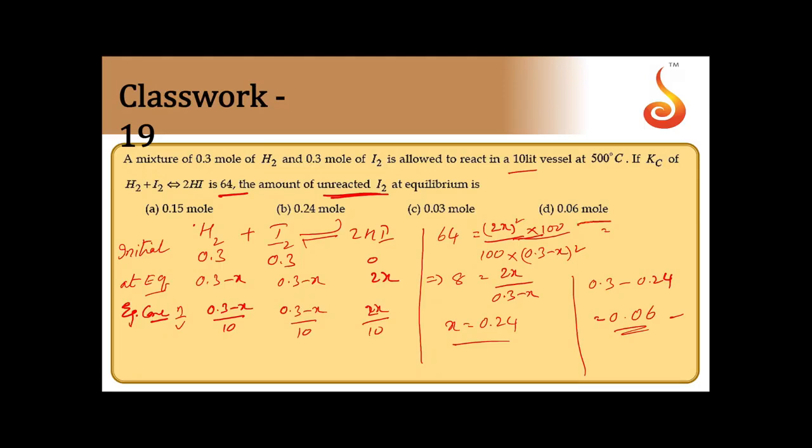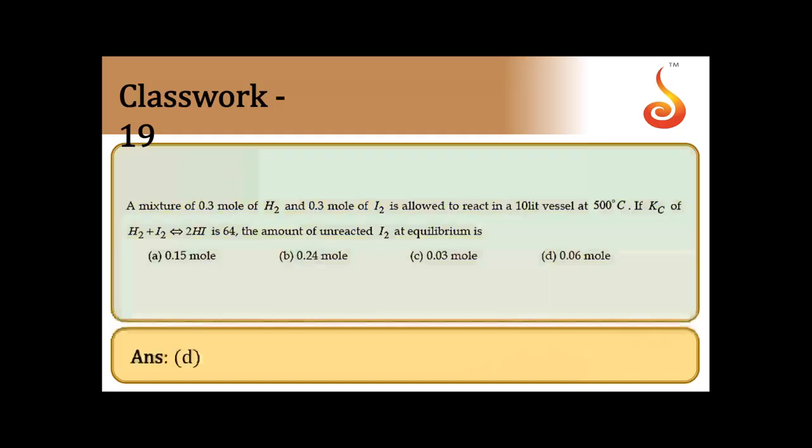So we have taken the equation H2 plus I2 giving us 2HI. Initial moles are 0.3 and 0.3, which are given to us. For equilibrium moles, assume that X moles are reacting, so minus X and minus X, and 2X will form. Volume is given as 10 liters, so dividing throughout by 10 to get the concentrations. Then we have taken the Kc value given to us as 64 and done the substitution. Finally, simplification, we got the value of X as 0.24, and from X we got the unreacted iodine, 0.3 minus 0.24, 0.06 is the answer. So the answer is option D.